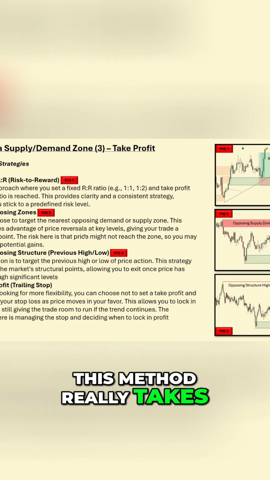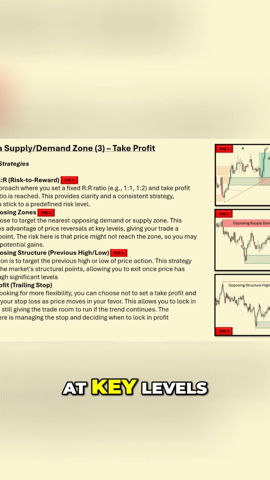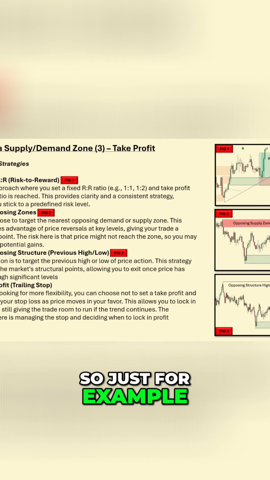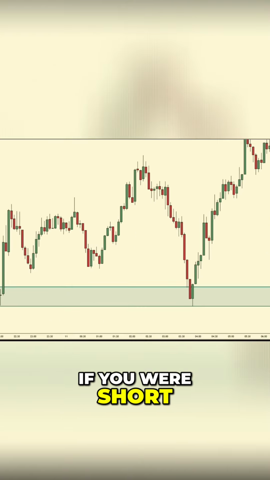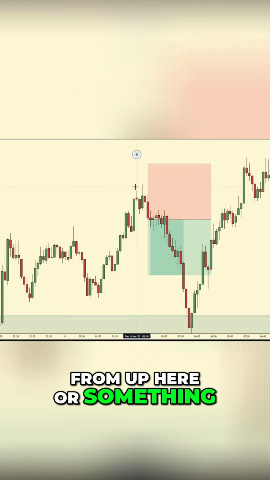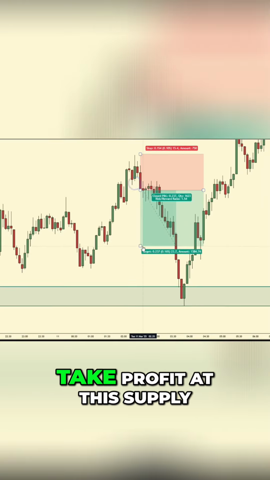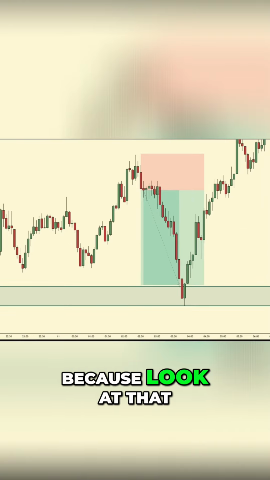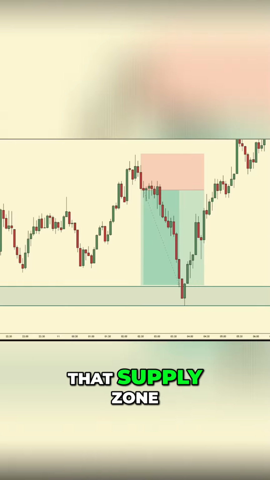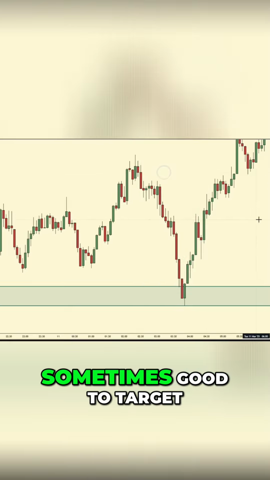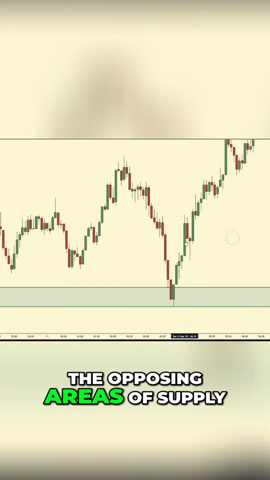This method really takes advantage of price reversals at key levels, right? So just for example, going back to here, if you were short from up here or something, it might actually be best to look to take profit at this supply, right? Because look at that. Yeah, we missed out on a little bit, but who cares? We reacted off of that supply zone. That's why it is sometimes good to target the opposing areas of supply.